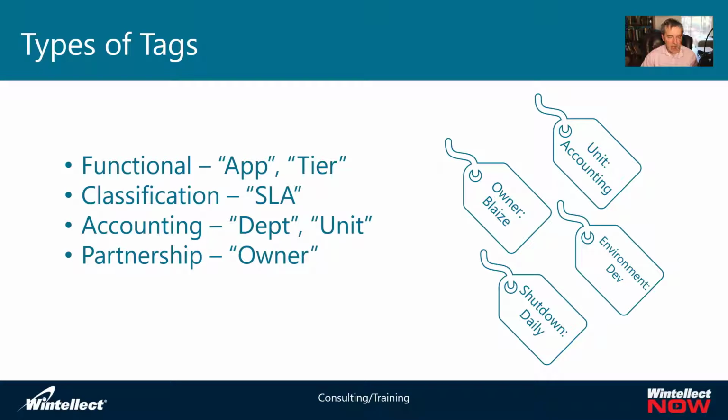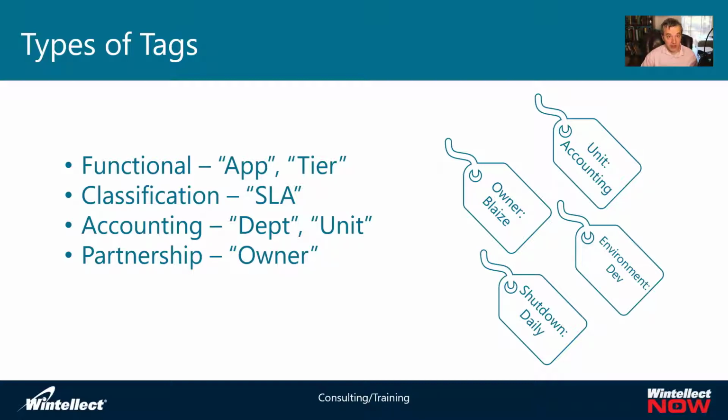You also might have a more functional tag for partnerships that talks about the outside boundaries of your organization. This would be like who owns the application. If you're running a particular application and you have an external partner that you're working with, maybe it's a customer or maybe it's another partner, you can say who owns this resource, and that resource can be tagged in that respect.